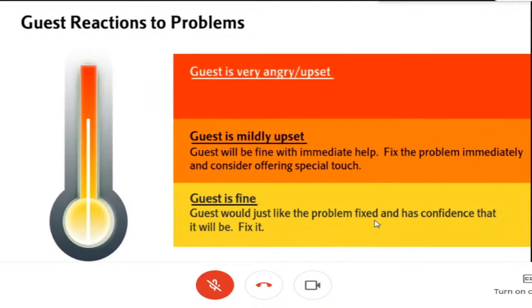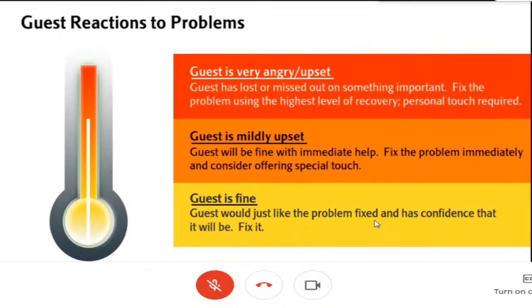And the third and last one is the guest who is very angry and upset. The guest has lost or missed out on something important. Fix the problem using the highest level of recovery, and a personal touch is required. For example, the guest lost baggage from the reception at the time of check-in in the hotel, and he has a very important document, so the guest is getting very hyper and very upset. So we need to calm down the guest and tell the guest that we will personally make sure, give me a few minutes, and take action immediately.